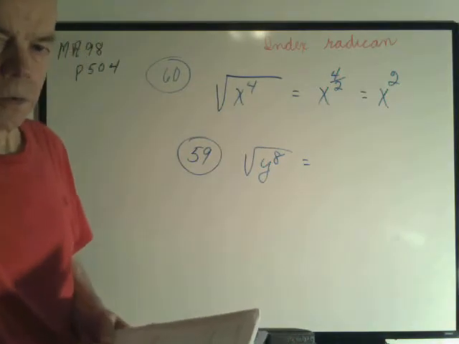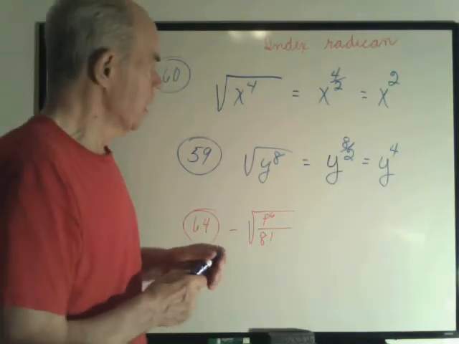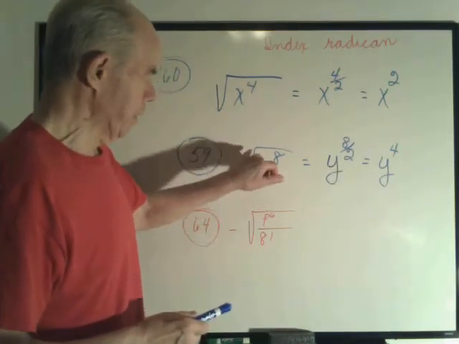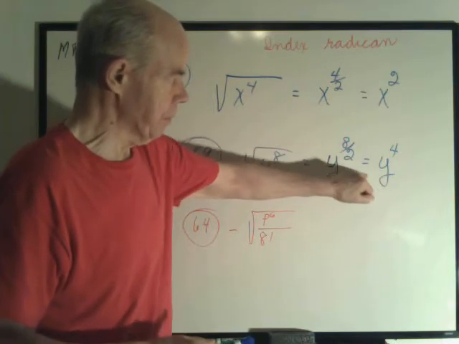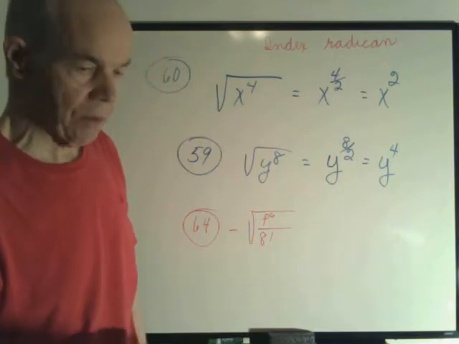Pause the video, try the answer. Okay, so it's the same idea. You have the index, which is 2. That becomes the denominator. 8 divided by 2 is 4. Your answer is going to be y to the 4th.